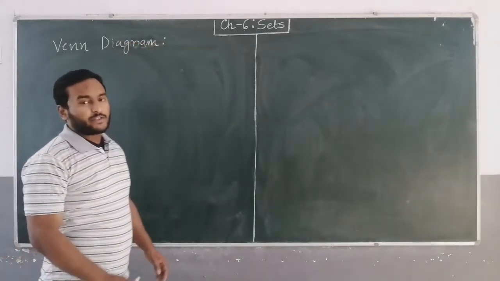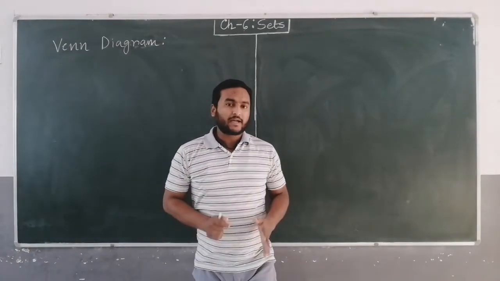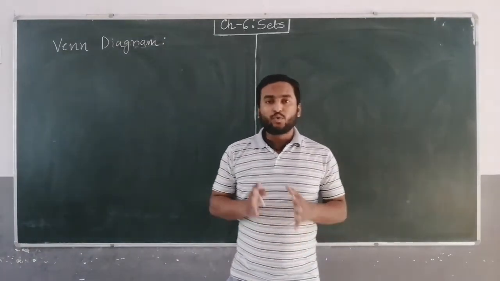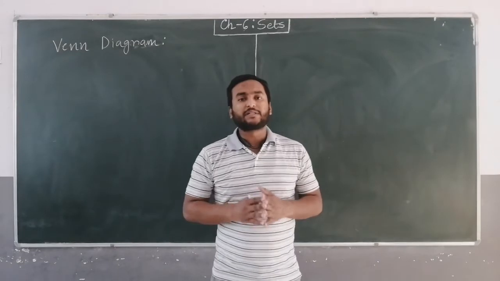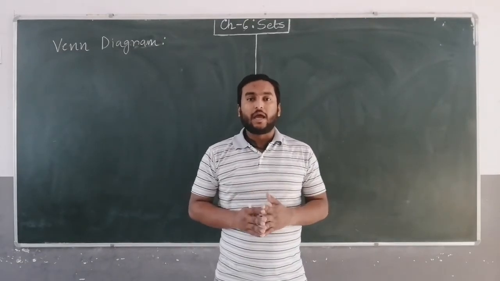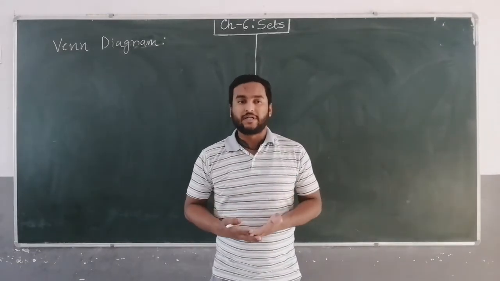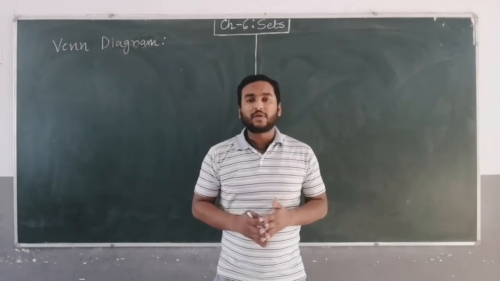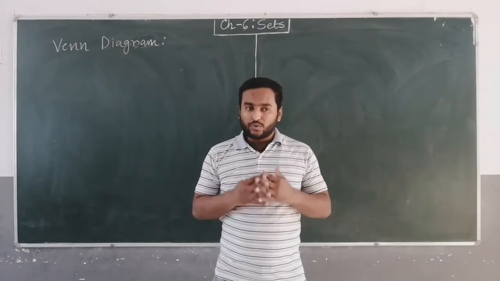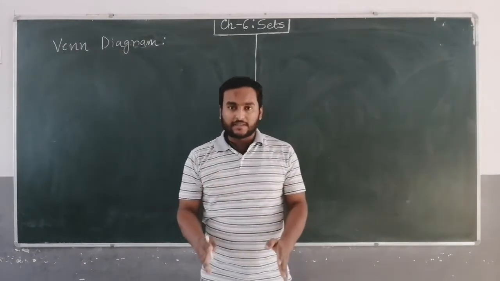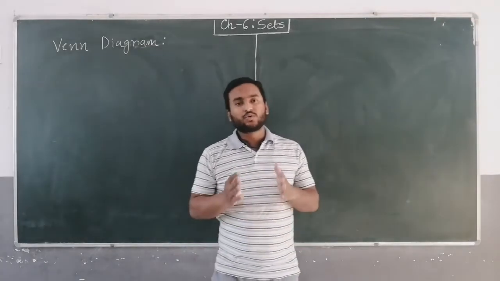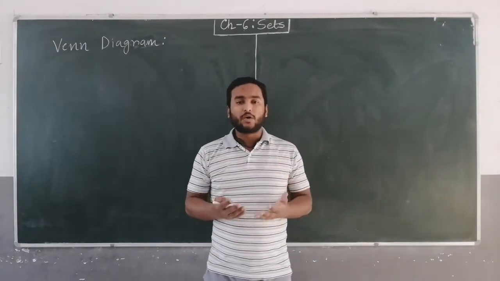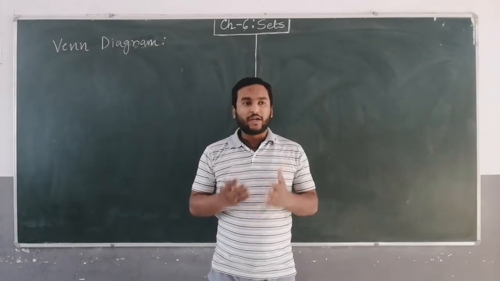What is a Venn diagram? A Venn diagram is one type of diagram through which we can represent a set and we can show the operations of sets. So that is known as a Venn diagram.